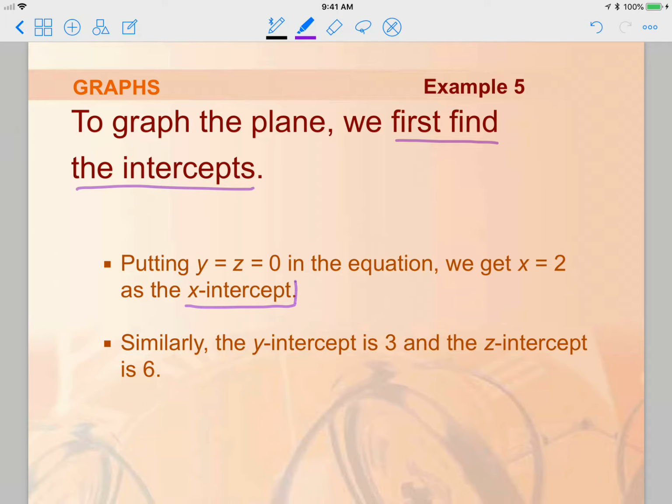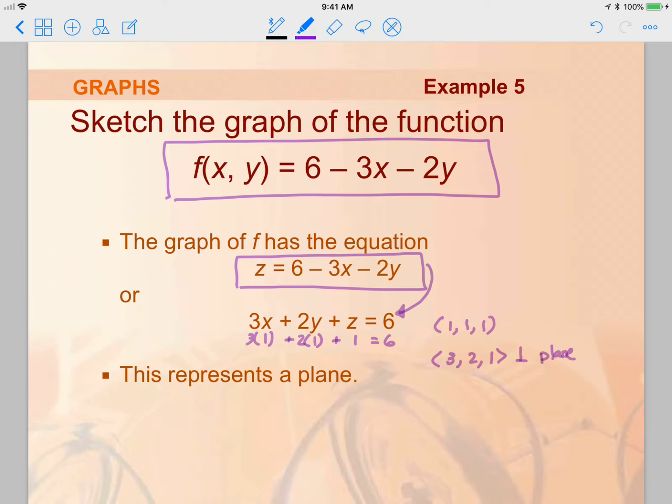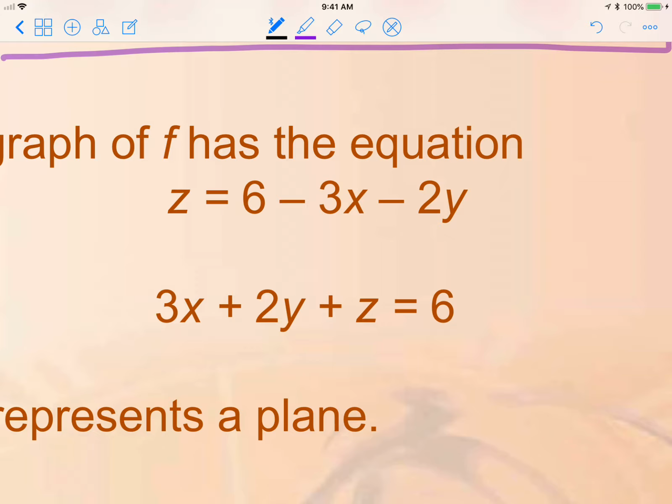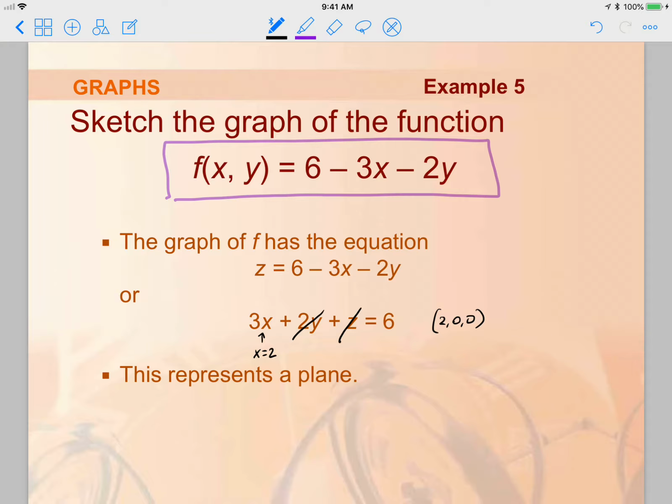To get the x-intercept, you set y equal to 0 and z equal to 0. In this equation, if we set y equal to 0 and z equal to 0, then x has to be equal to 2. Does that make sense? So we've got 2, 0, 0 as our x-intercept. If I can just sketch it here, that means 1, 2. So this point here, 2, 0, 0, is on our plane.